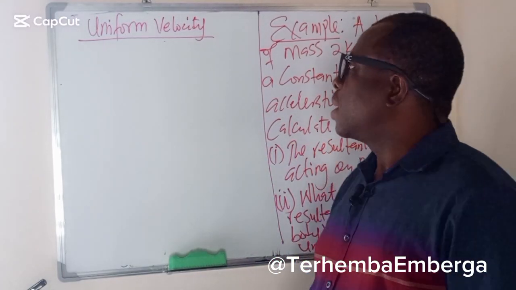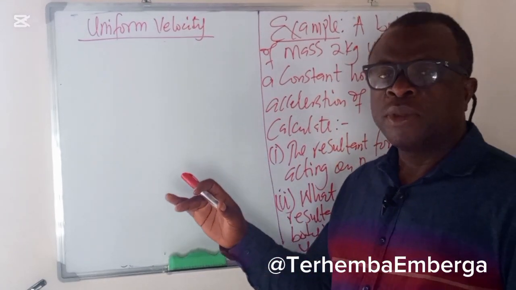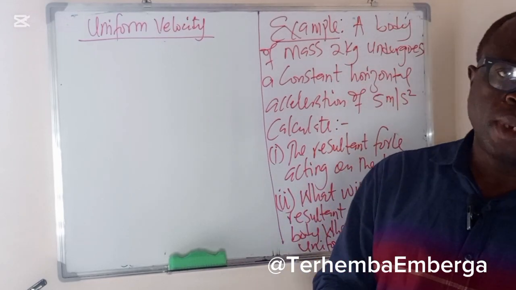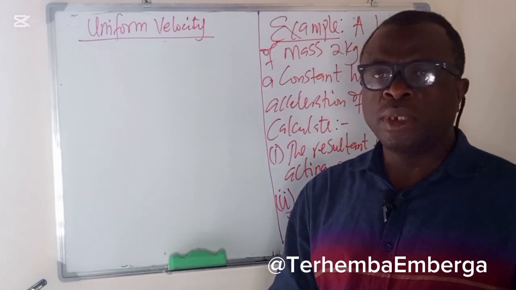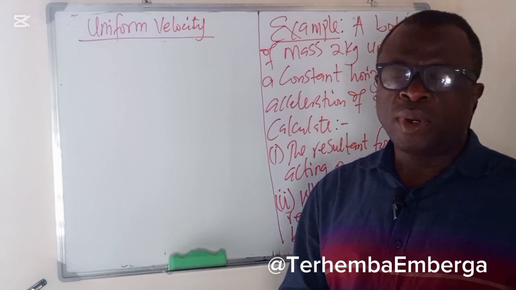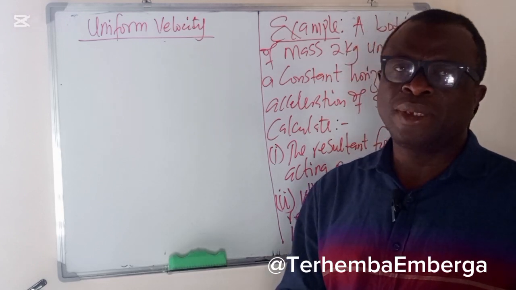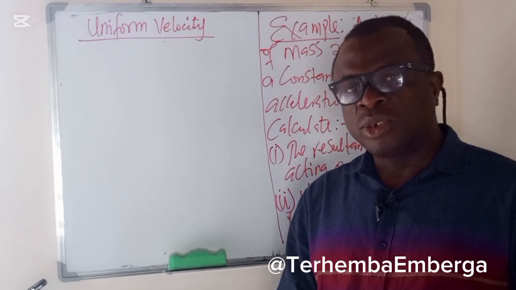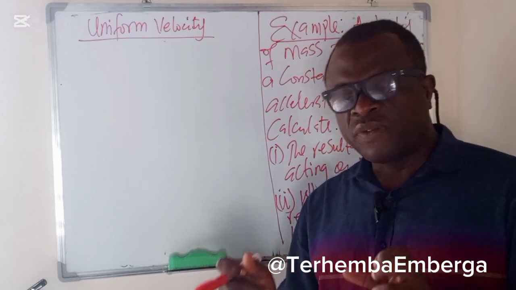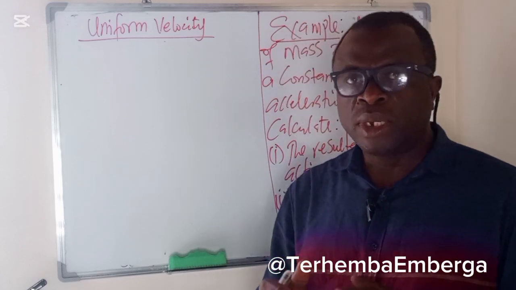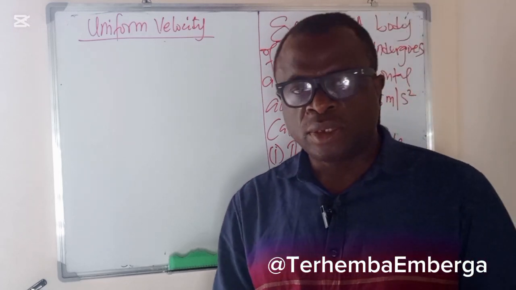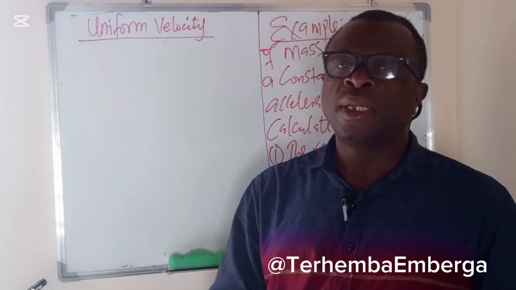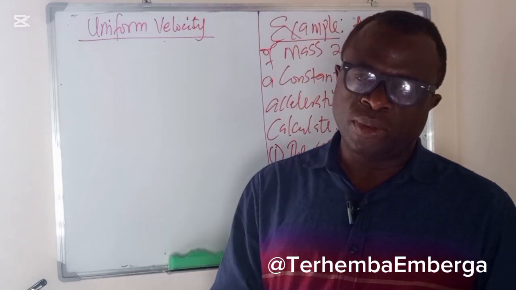We continue to look at problems involving uniform velocity. But before we go on, there's something I want to bring to your notice. When they say an object moves with a uniform velocity, acceleration becomes zero. Because we define acceleration as the rate of change of velocity. So if there's no change in velocity, if it's constant, the acceleration becomes zero.